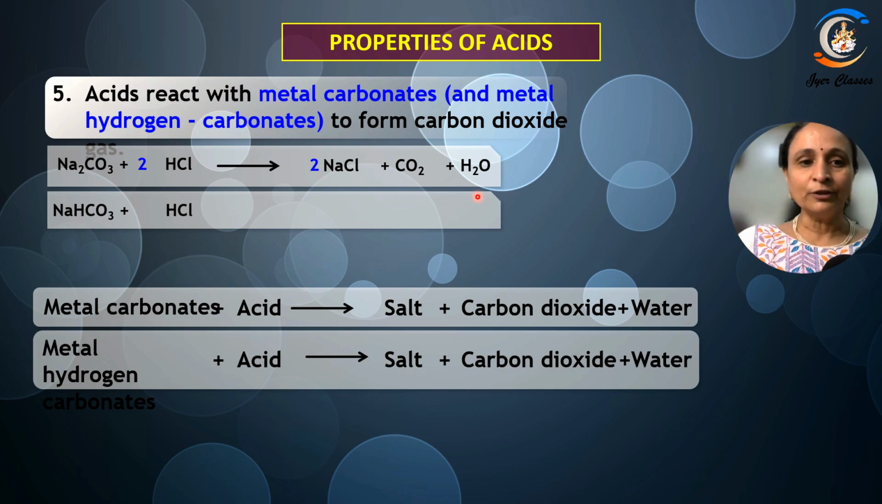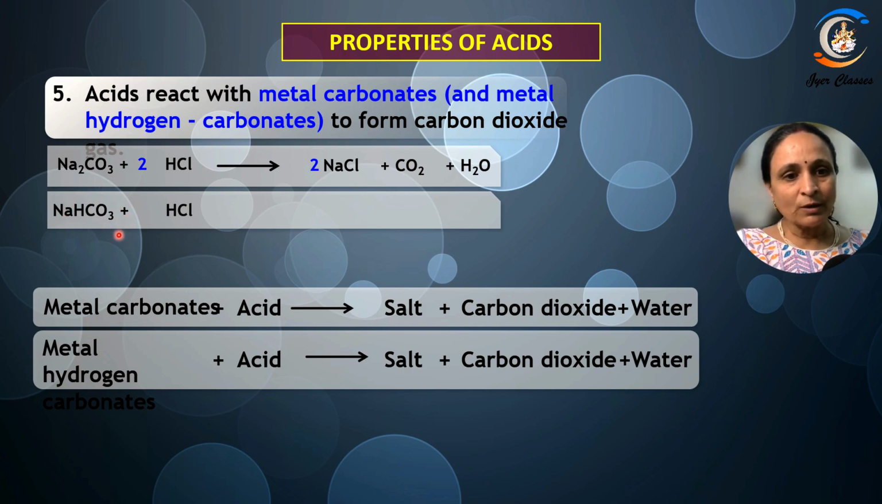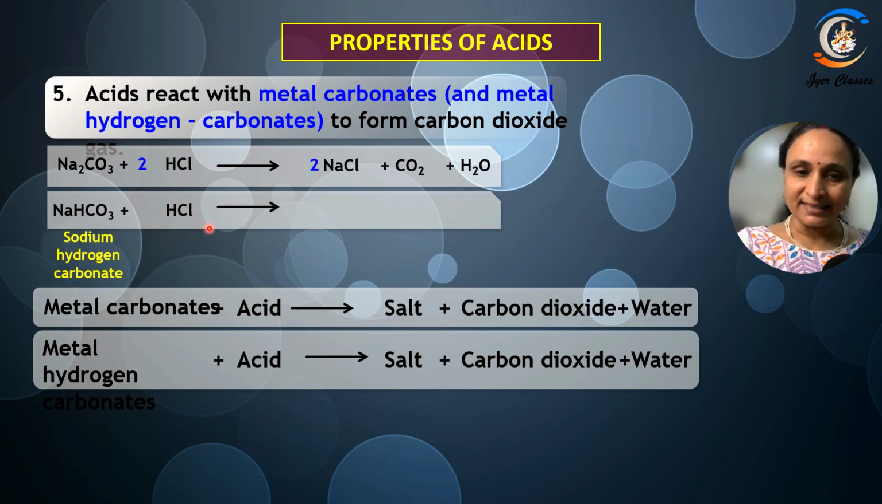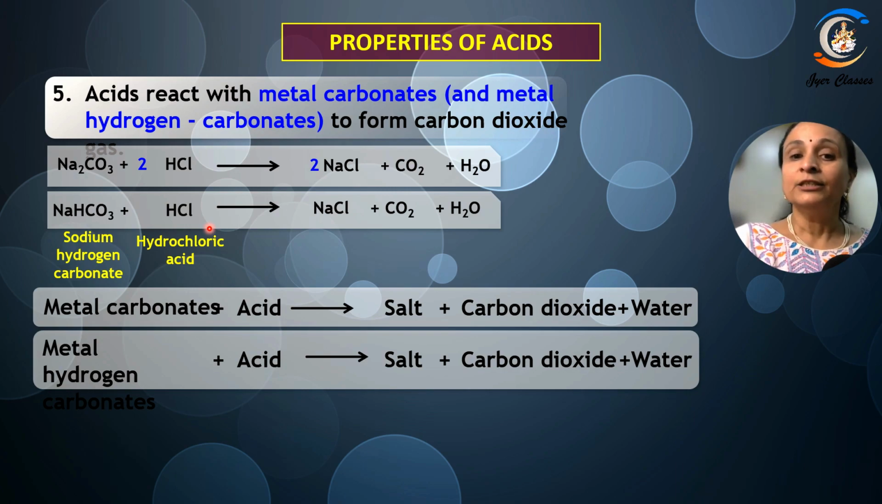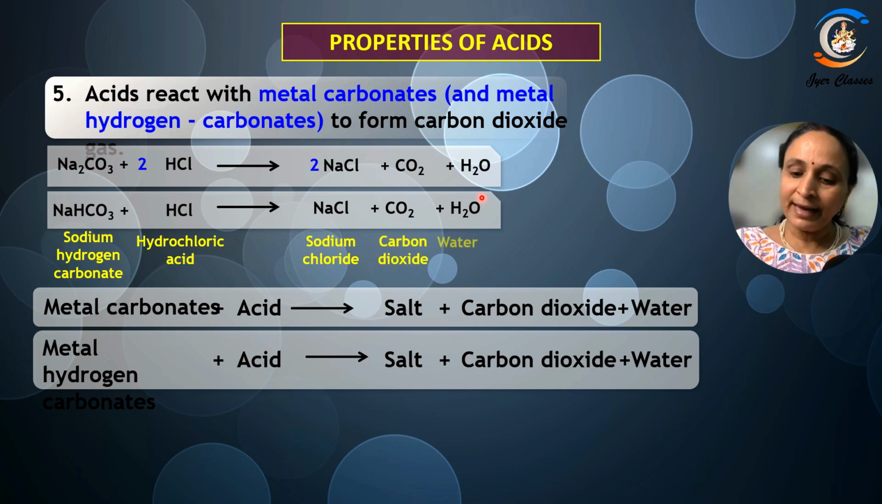Now let us consider sodium bicarbonate, NaHCO3, baking soda, this is the formula. Okay, ask your mother where to find baking soda, and you will find it in your mother's kitchen. When this reacts with hydrochloric acid, what will you get? You will get again NaCl, carbon dioxide in the gaseous form and also water.